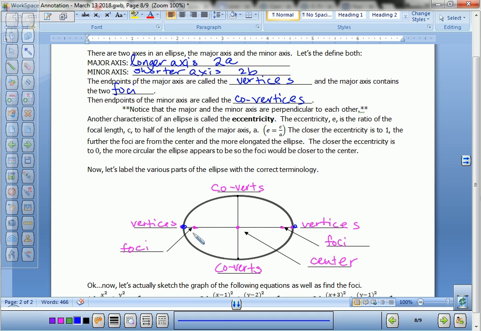All right, so if this is our picture, we have some foci here. We have the vertices, which are the endpoints of the major axis. We have the covertices, which are the endpoints of the minor axis. And right here at the center is the center.